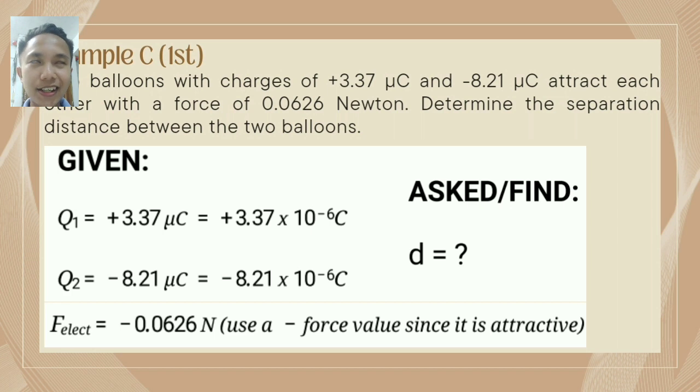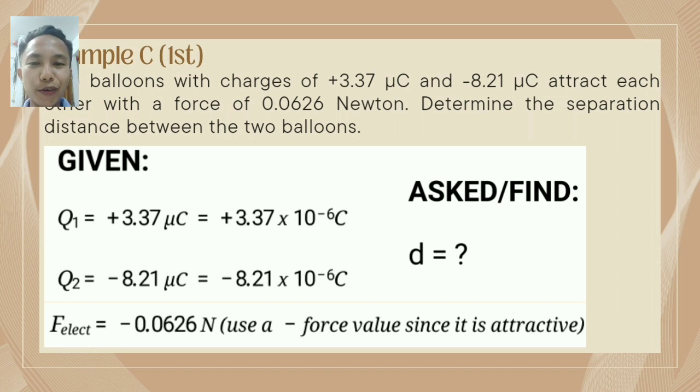Then, for the second quantity or the final quantity of charge, which is equal to negative 8.21 microcoulombs, which is converted into coulombs. Of course, it should be converted into coulombs. And thus, it will be equal to negative 8.21 times 10 to the power of negative 6 coulombs. That is for the second quantity.